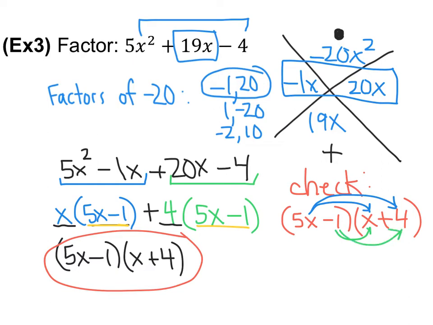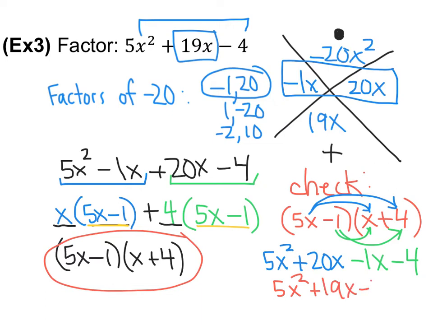So 5x times x is 5x squared. 5x times 4 is plus 20x. Then distribute the negative 1, negative 1x, and negative 1 times 4 is negative 4. Add like terms, and we get 5x squared plus 19x minus 4. Check, that is what we started with.